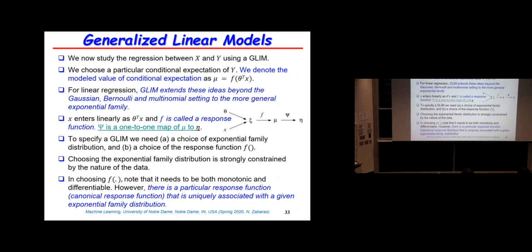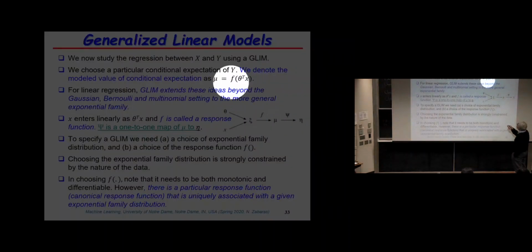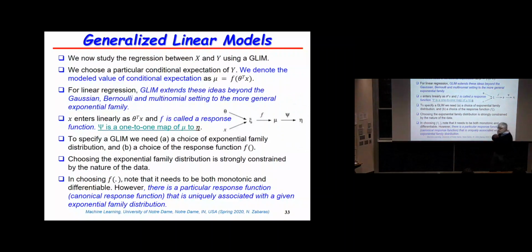Again, we're looking at the conditional distribution of y given x. We're doing regression. The general regression model defines a conditional distribution with a mean of this form, where f is some function of theta transpose x. Then if my distribution is an exponential family distribution, there is a unique relation between mu and eta. The function that takes me from mu to eta is psi.